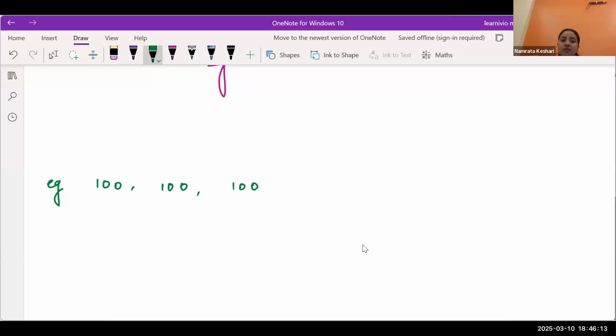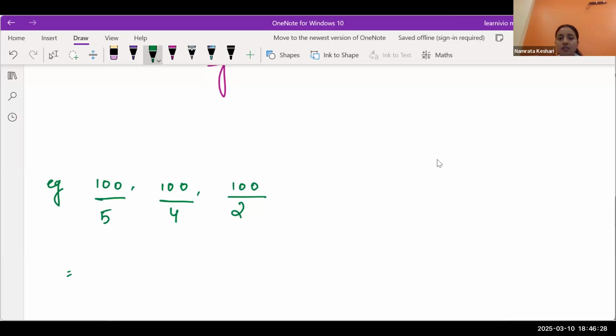I just want to say that if any numbers, suppose, let me take one example. Suppose 100 is there. Again 100 is there. Again 100 is there. We are dividing one of the 100 by 2, another 100 by 4, and the other 100 by 5. Let's see how the answer looks. Same number we are dividing by different numbers.